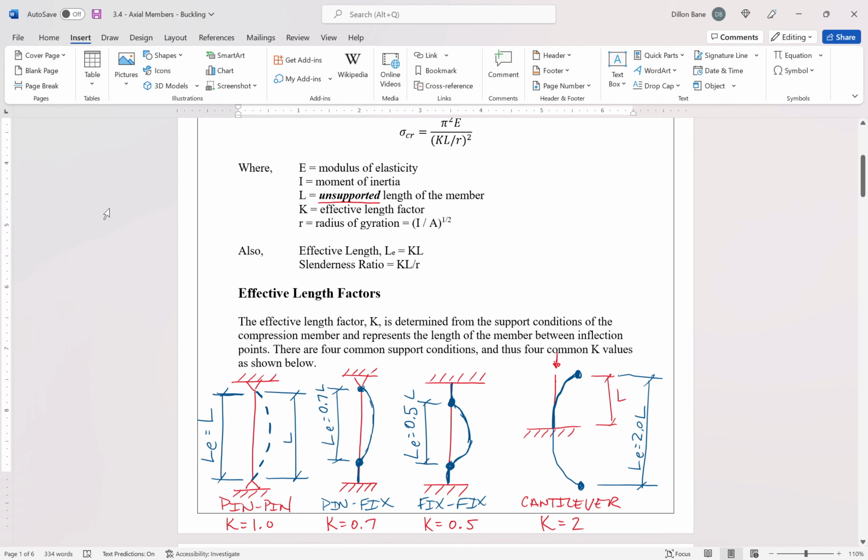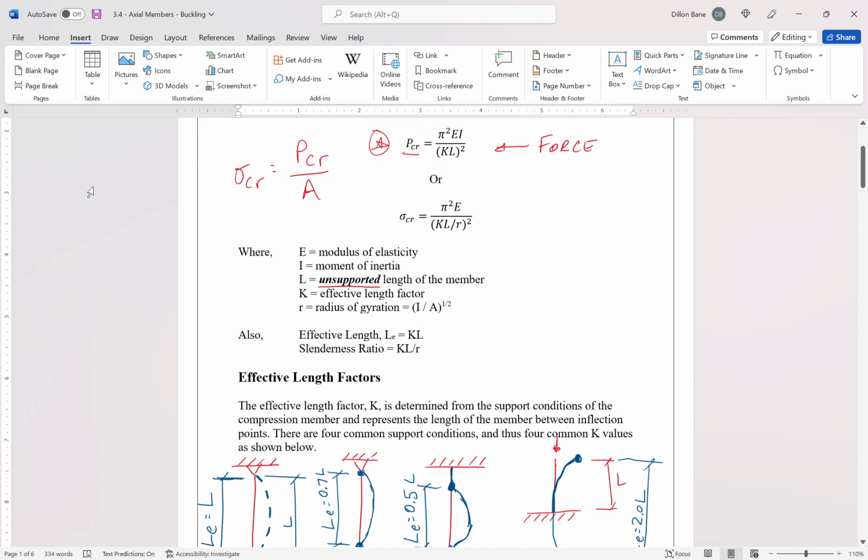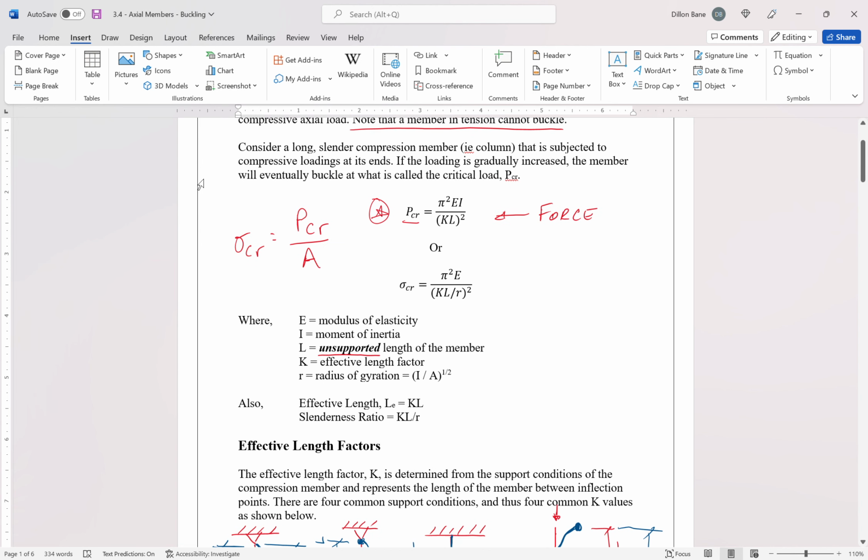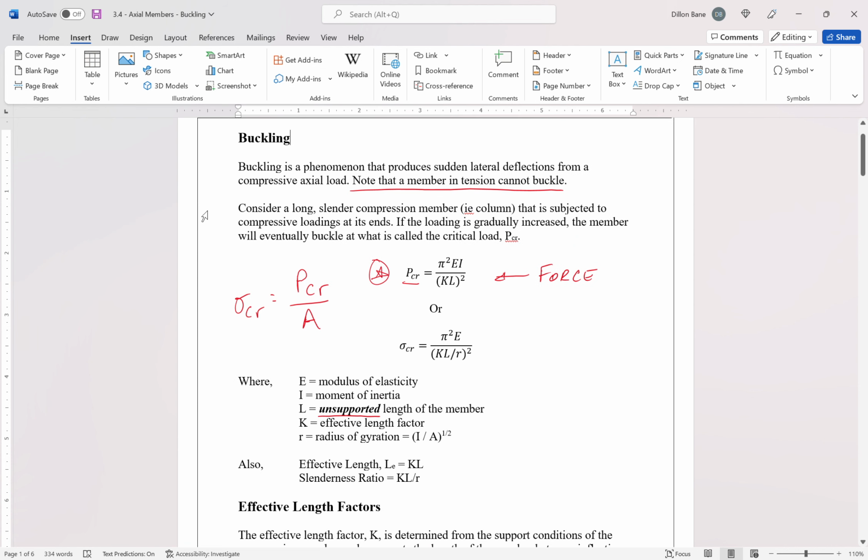column. Okay, so what I also want to make a note of is, now that we know what K factors are and we know what their values are, let's take a look at our P critical equation once more and see if things kind of make sense to us for this equation. Okay, so let's look at the equation. P critical equals pi squared EI over KL squared.